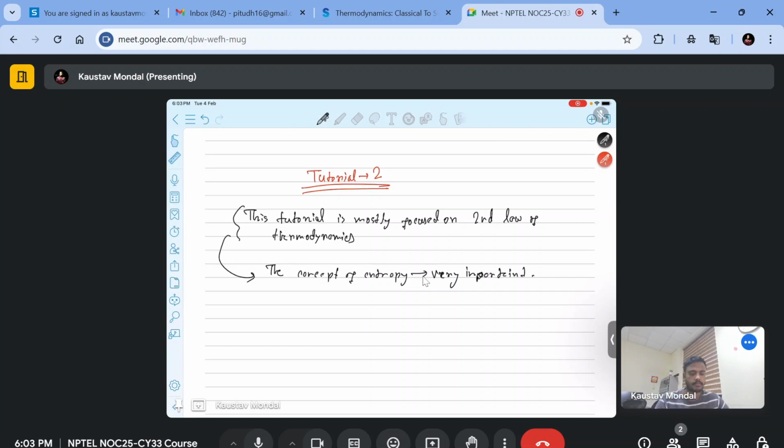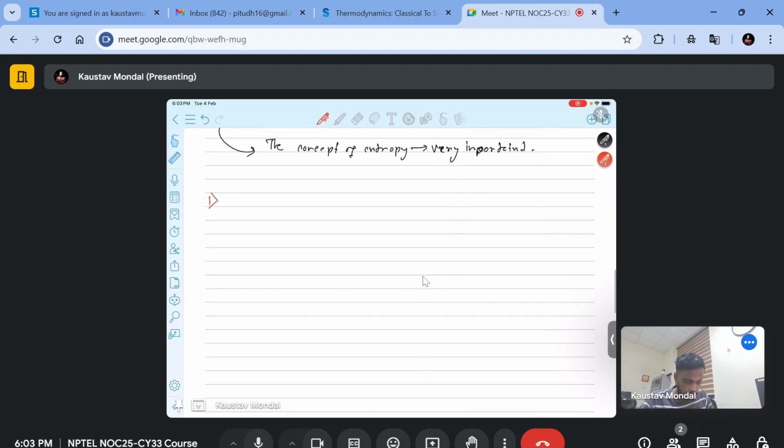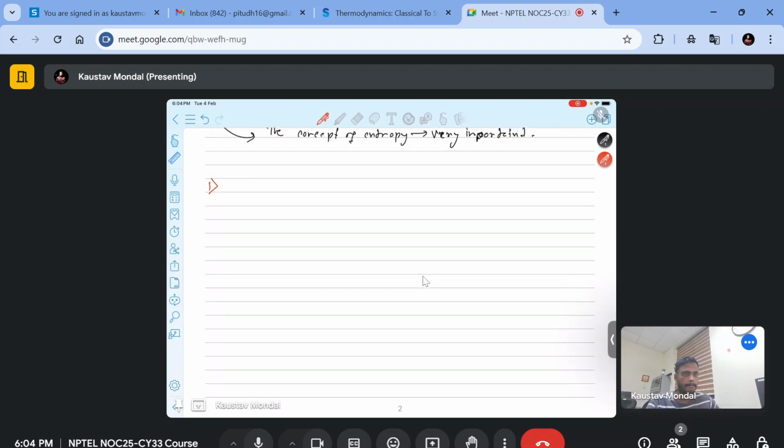Okay, so now with that in our hand, we will start from our first problem. So problem 1. Let me write the first problem. Identify x and y in del H del P at constant S equal to del G del x at constant y.